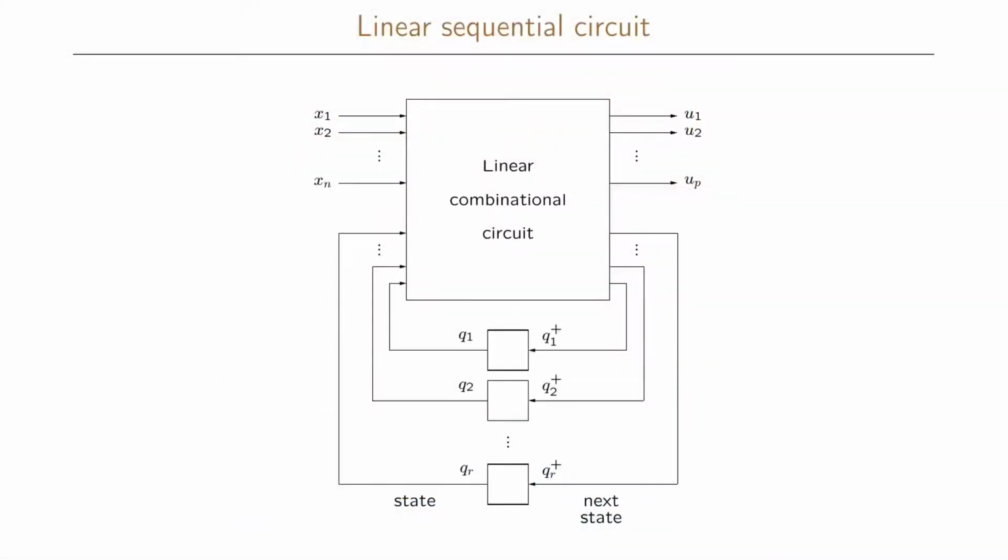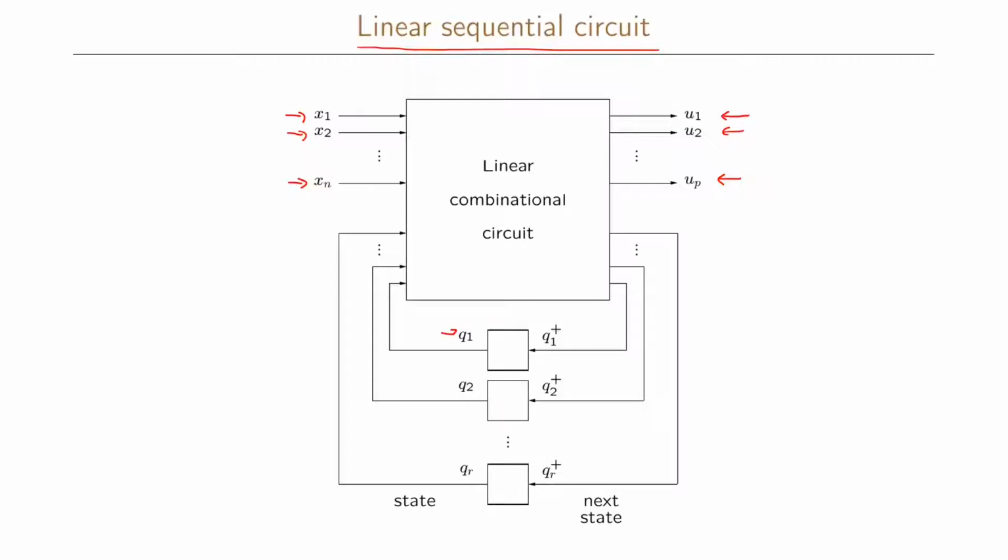We can now return to our canonical representation of our sequential circuit, and this time we're going to look at this canonical representation when the circuit is a linear sequential circuit instead. Similar to the sequential circuits that are not linear, we have a set of inputs that we call x1 up to xn, so we have n inputs. We have p outputs that we call u1, u2, up to up, and then we have r state variables that we call q1, q2, up to qr.